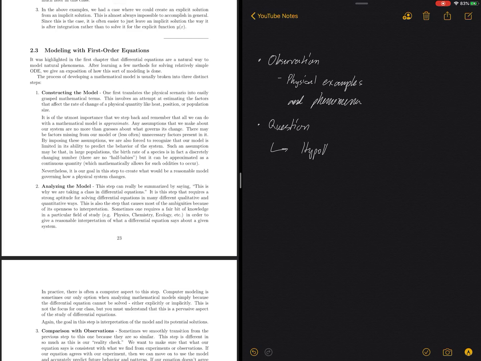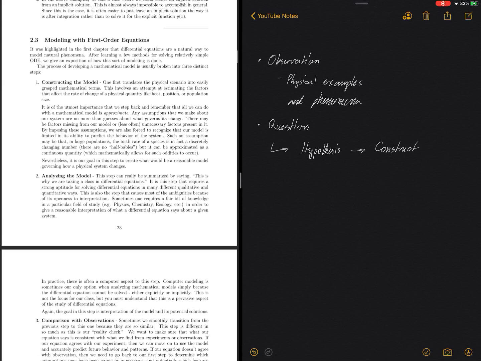So from your observations, you formulate a question, and that question leads to a hypothesis, right? You say, sure, this always happens, and we can try to test it. Or maybe there's going to be a maximum population size. Something interesting is occurring in your system. So this hypothesis leads to the construction of a model. And this is what we are doing in the notes on the left-hand side. This is effectively where the differential equation comes into play. Construct a mathematical model.